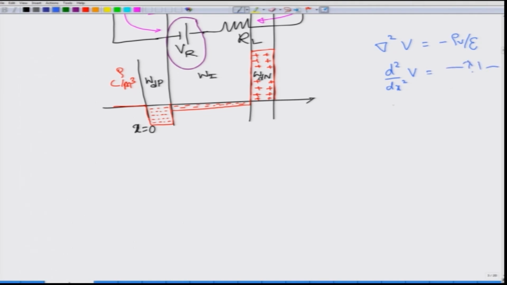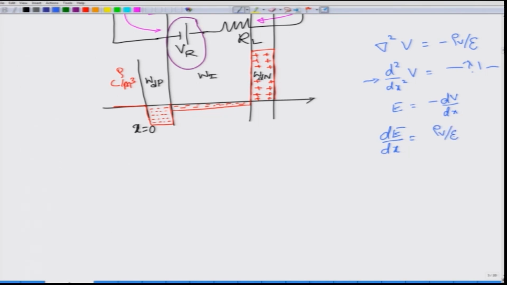We also know that electric field is given by minus dV by dx in this particular case. Why? Because this is minus gradient of V, but gradient in this particular case is a one dimensional function. So, this is simply minus dV by dx. This is the electric field in the appropriate direction. So, you can substitute into this equation and see that dE by dx is given by rho V by epsilon.